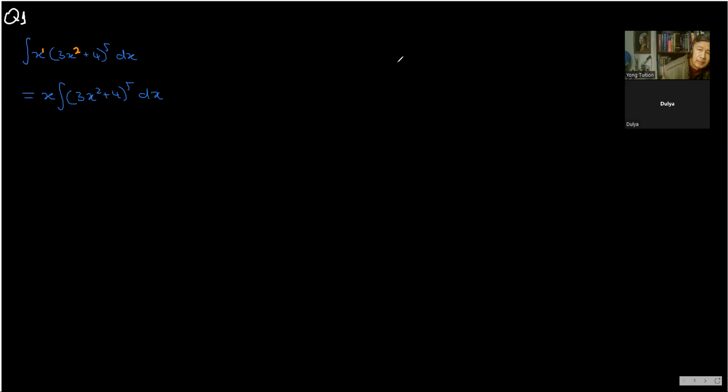Oh, this is a basic mistake. No, you can't. X is a variable. You can only take a constant outside, all right? You cannot put any variable outside. If you have a function here, the only thing you can do is put the constant outside, not the variable. So that is all you can do.